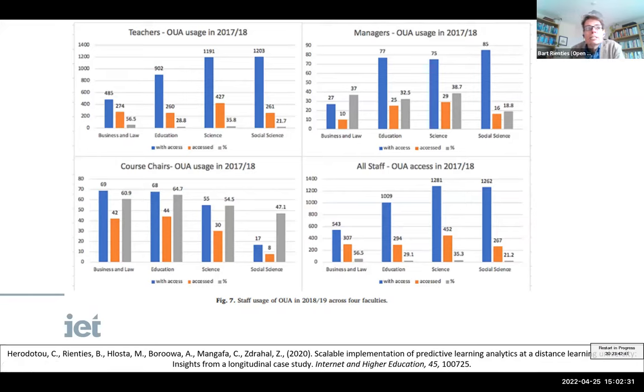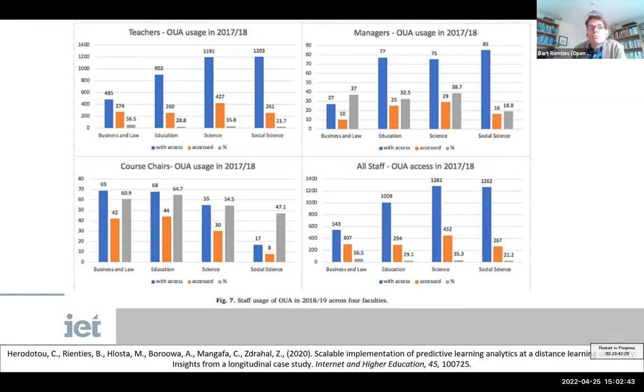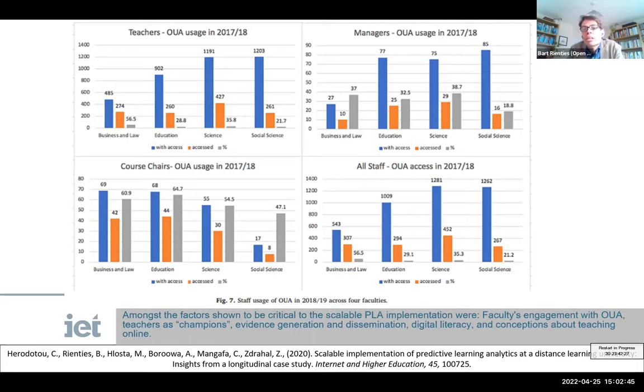So in this study with Theo Herodotou, we interviewed a range of teachers to try to understand why some were very active and others were perhaps less active in OU Analyze. And we identified five factors. One was, as I mentioned before, whether or not faculties were encouraging teachers to use OU Analyze. A second factor we identified, and this might be useful, is that in certain faculties or departments, they allocated teachers as champions.